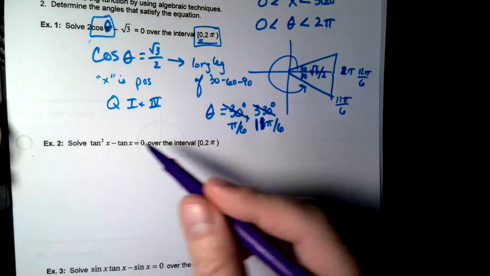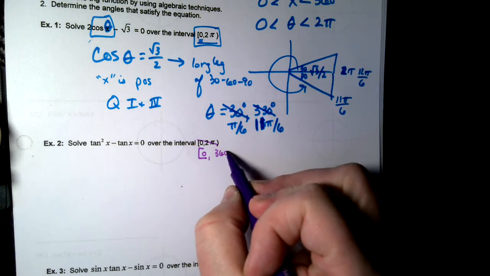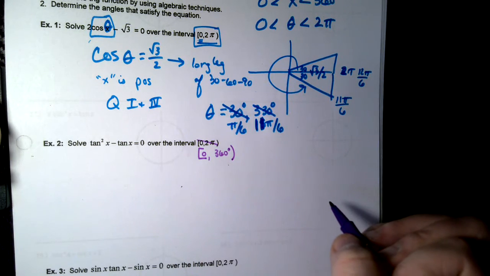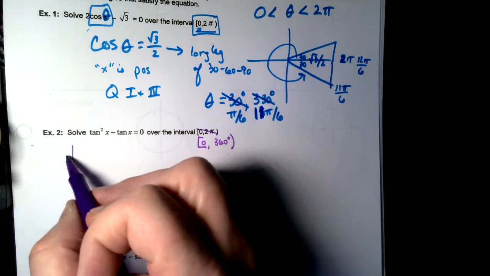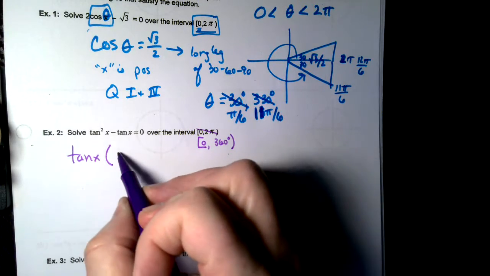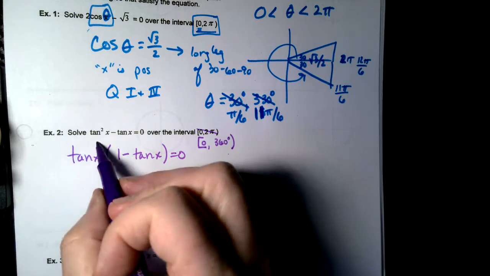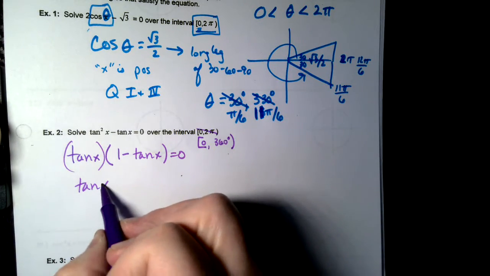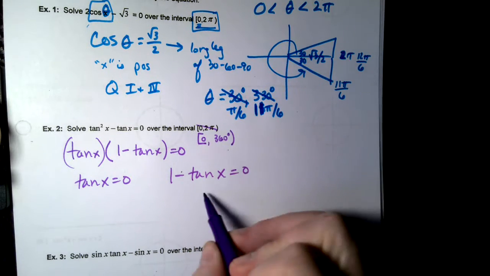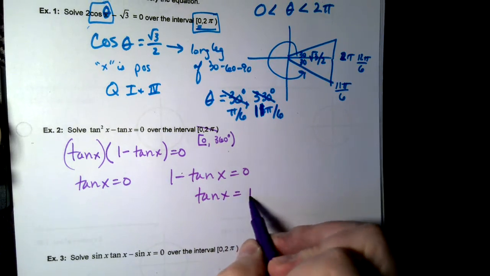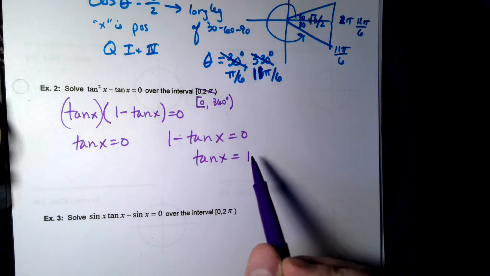Let's make this one an x problem. So I'm going to say between 0 up to 360 degrees. We'll keep it that way. Tan squared x minus tan x. We've had this one before. Take out a tan x, and you're left with 1 minus tan x. All right, we're going to take this, set it equal to 0, and this, set it equal to 0. So we want solutions where tan x equals 0 and when tan x equals 1.